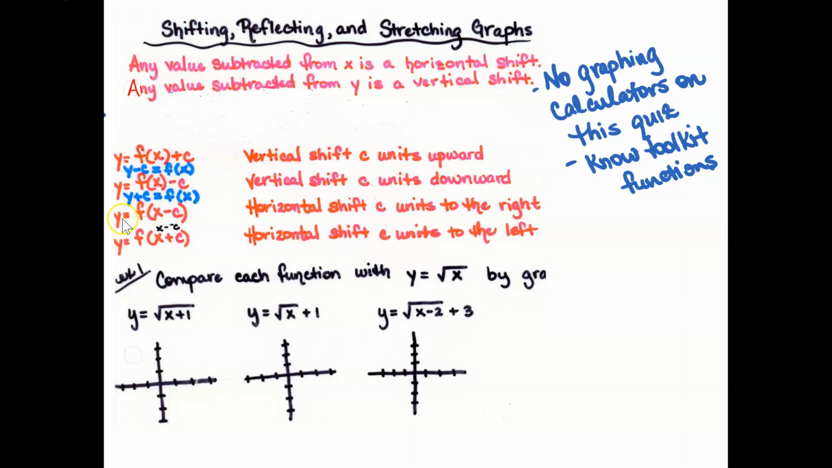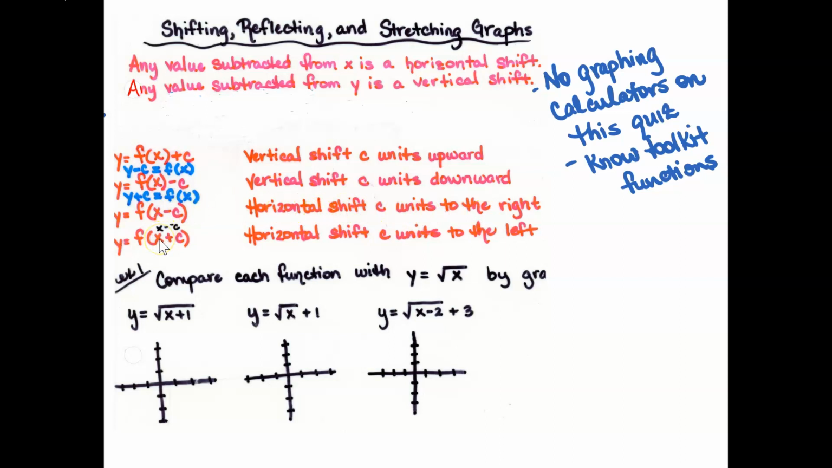All right, for instance, look at this guy right here. y is equal to f of x minus c. You can see that what's being subtracted from x is a positive c. So that would be a horizontal shift of a positive c. And positive numbers on the horizontal number line go right and negative go left. So you can see c units to the right. That means the same thing.